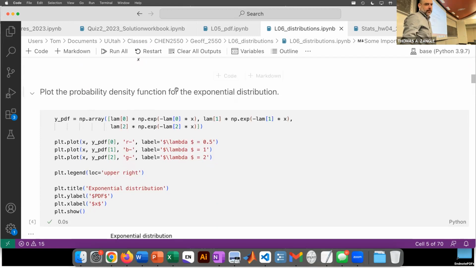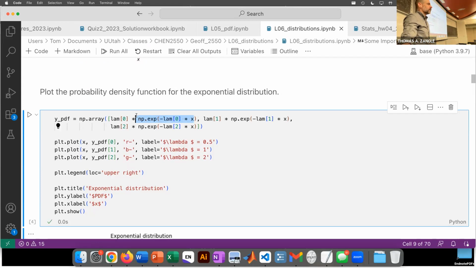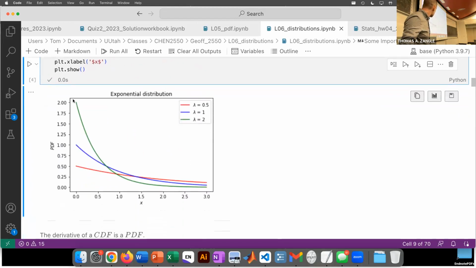So again, here we're going to plot the PDF for the exponential distribution just by plugging in the definition of what the exponential distribution PDF looks like: lambda times the exponential of minus lambda times x. We're using the same range of x values that we had previously. And this is what we see for our exponential distribution PDFs. And again, it's showing us that if we have events occurring at a faster rate, higher lambda, then we typically have a shorter time between those events.